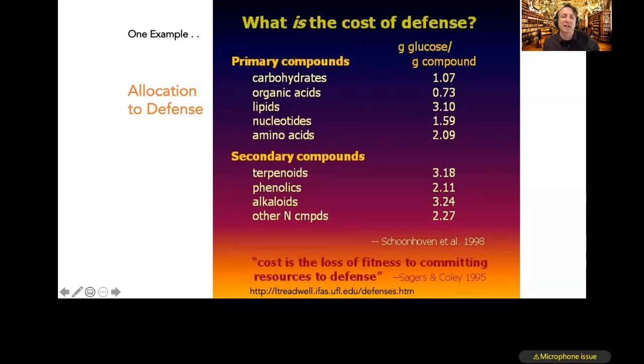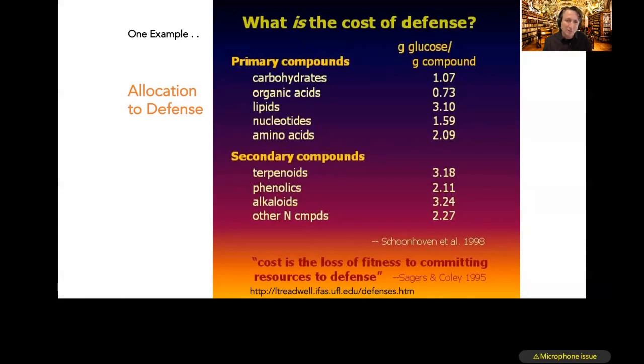But now let's look at secondary compounds. Look at this. If I want to make a terpenoid, it costs me 3 grams of glucose per 1 gram of secondary compound. All right, that's expensive, 3 to 1, right? Phenolics, alkaloids, other nitrogen kind of compounds, those are secondary compounds. You're talking about 2 to 1 or 3 to 1 in terms of cost, okay? So pretty expensive. So secondary compounds cost. And it's this cost that's going to be a loss ultimately to fitness, right?